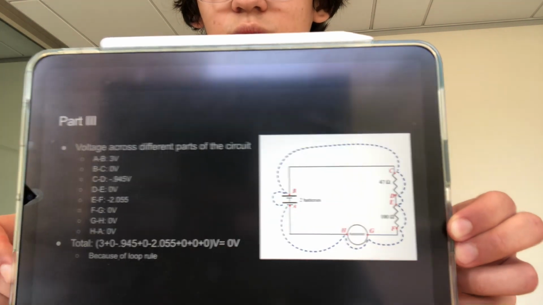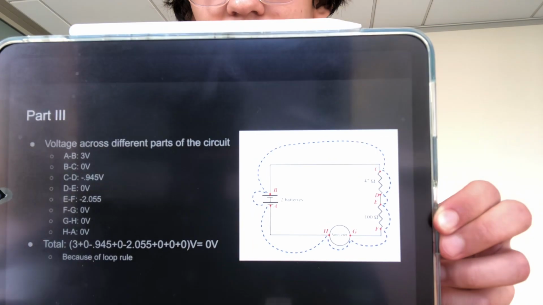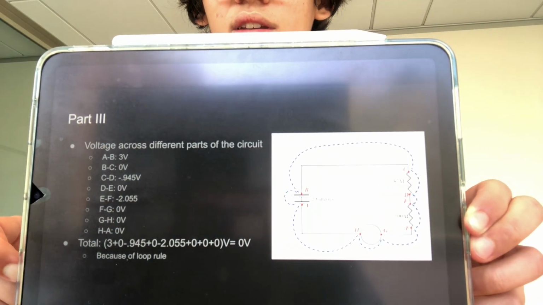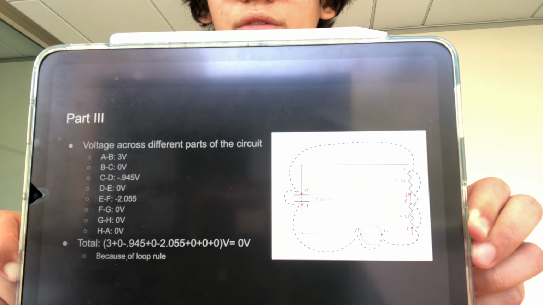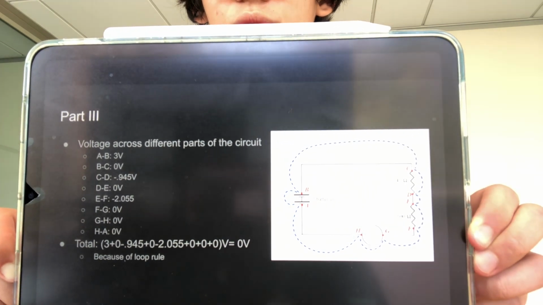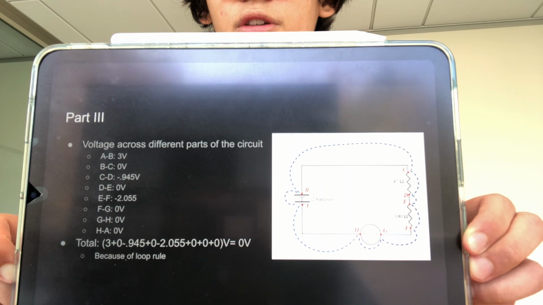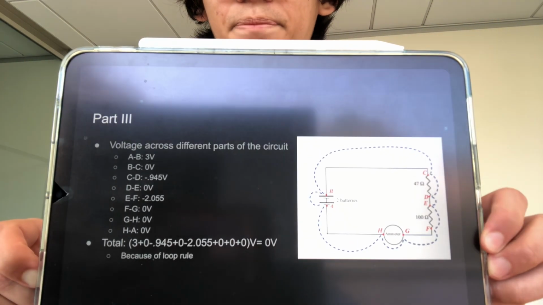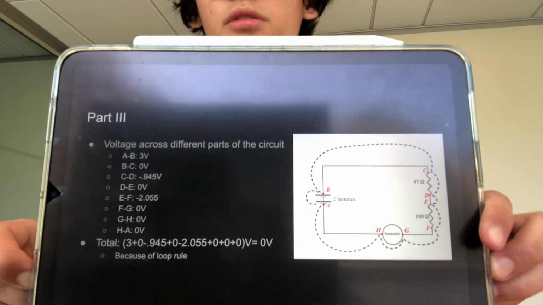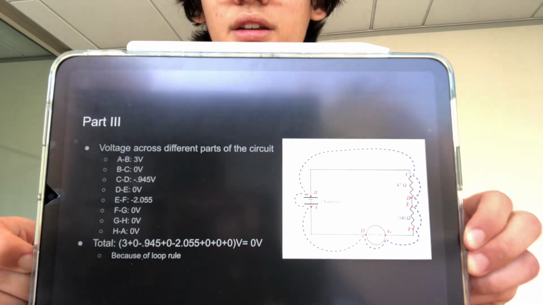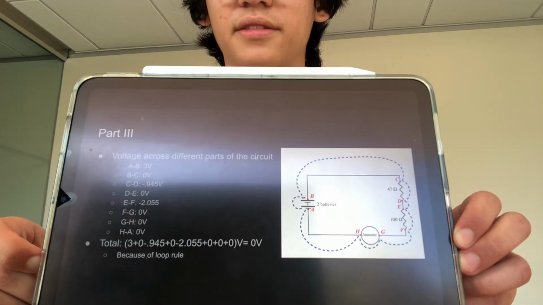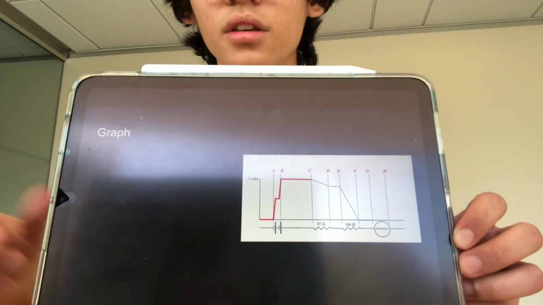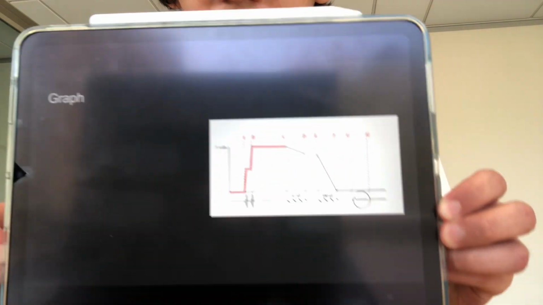In part 3, we summed up each of the parts of the circuit. In AB, we had 3 volts. In CD, we had negative 9.45. And in EF, we had negative 2.055. This adds up to 0, which is what we expect because of the loop rule, which states that the sum of the potential differences will be 0.